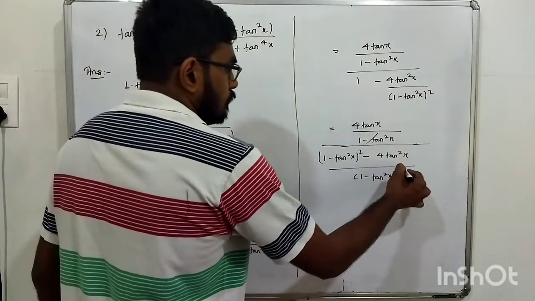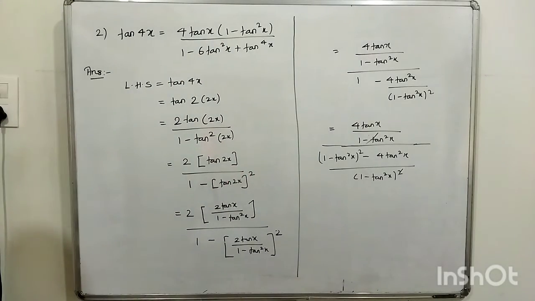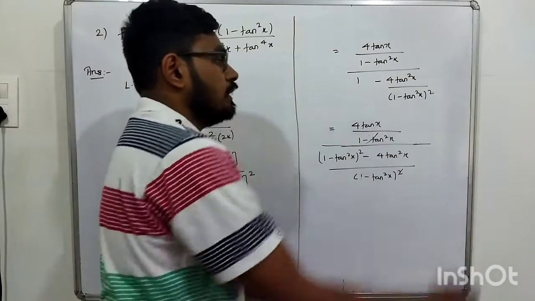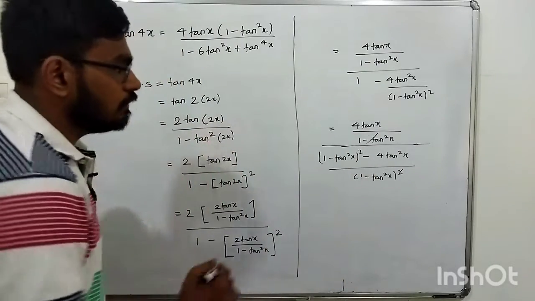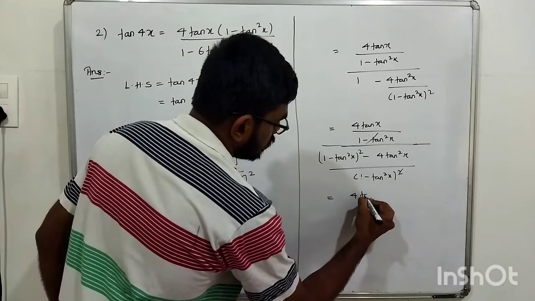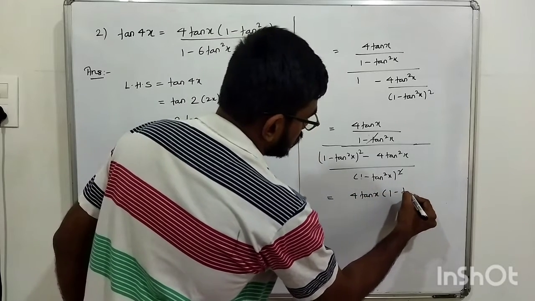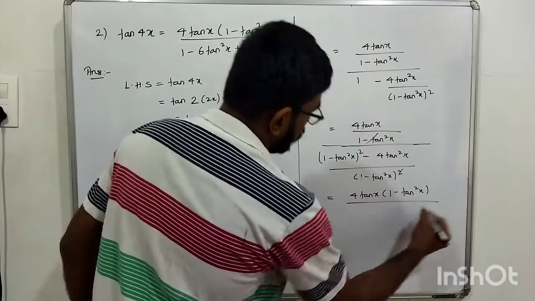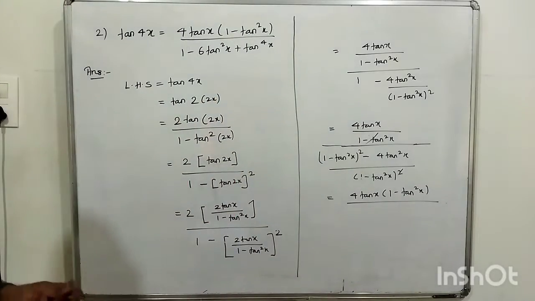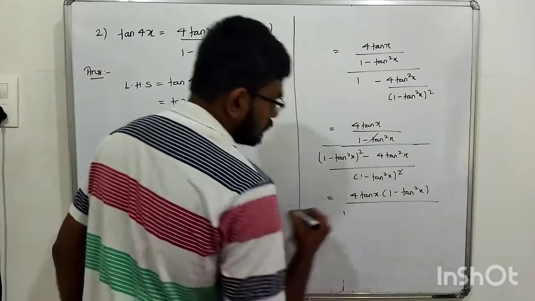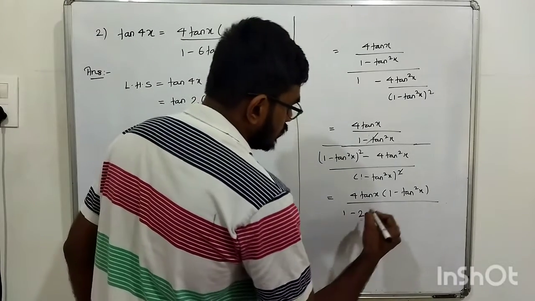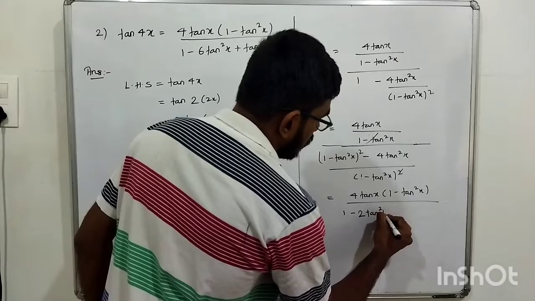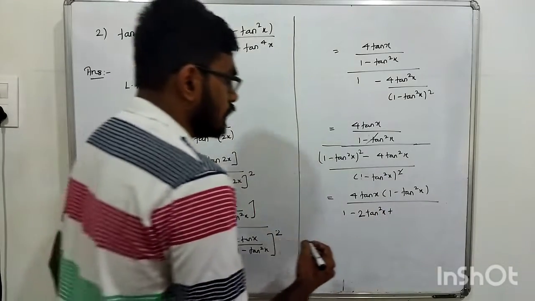I can cancel this and one of this, and I can take this up, correct? This goes in the numerator and this goes here. So what we get is 4 tan x into 1 minus tan square x upon 1 minus tan square x the whole square minus 4 tan square x. So that we can simplify. 1 minus tan square x the whole square, that is a square minus 2ab plus b square, so 1 square minus 2 into a is 1 and b is tan square x, plus b square, which is tan raised to 4x, correct?